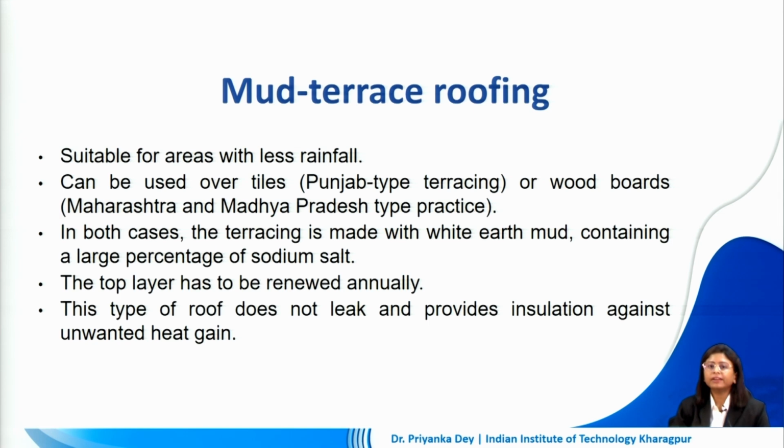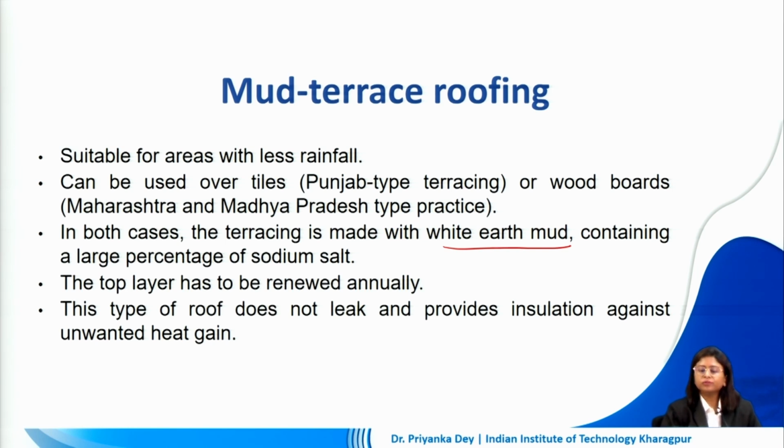This is suitable for areas with less rainfall. It can be used over tiles, which is very commonly observed in Punjab, or it could be on wooden boards, which is more commonly seen in the states of Maharashtra and Madhya Pradesh. So this type of roofing structure can be applied only when not much rainfall is received by these areas, and in both these cases the terracing is made up with white earth mud, which contains a large percentage of sodium salts. Now the top layer of this has to be renewed annually because it undergoes significant damage throughout the span of the year and has to be reapplied and renewed every year.